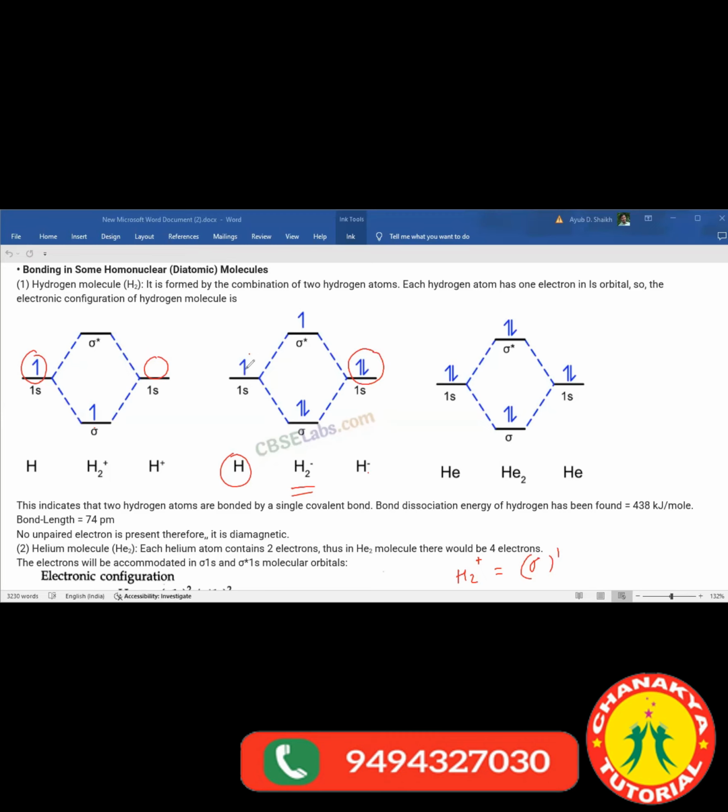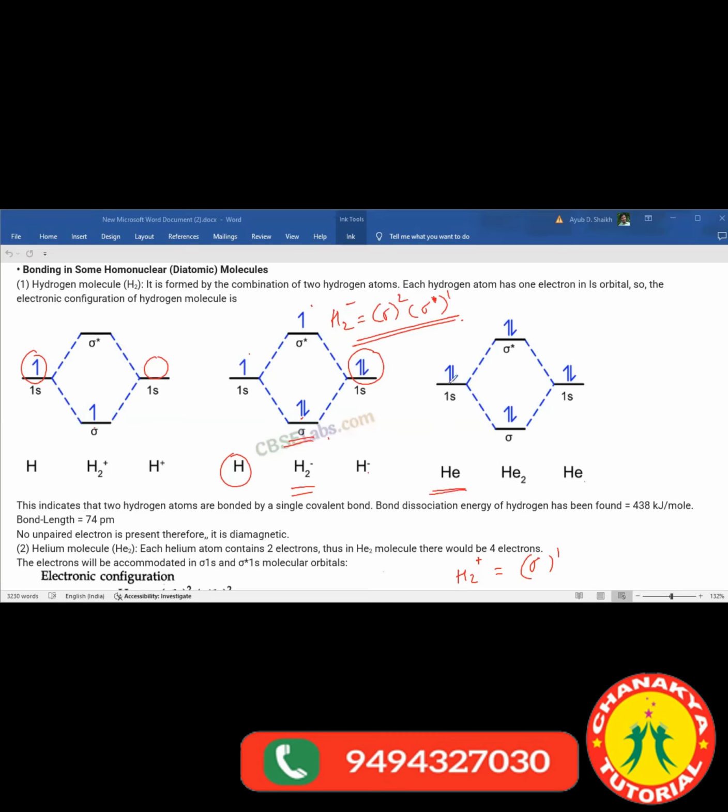So what happened? One electron from here and one electron from here would complete your bonding molecular orbital, right? And whatever remains extra would jump into the excited state, the anti-bonding molecular orbital. So the electronic configuration for H2 minus is sigma with 2 electrons and sigma star with how many? 1 electron. So this would be your electronic configuration. Keep it in your mind. Understood?